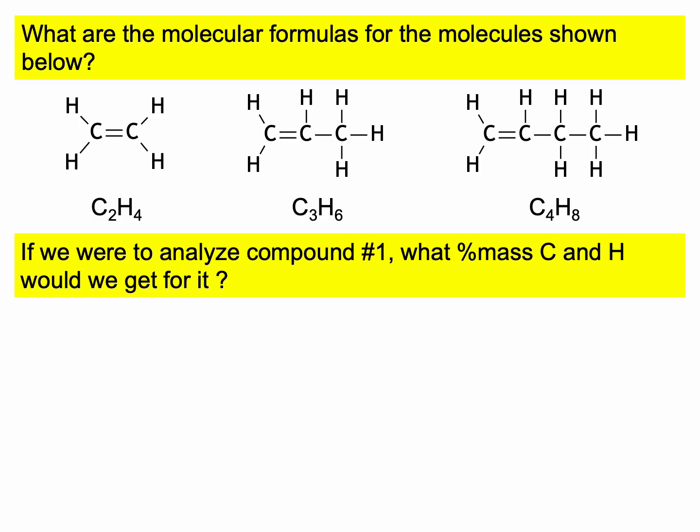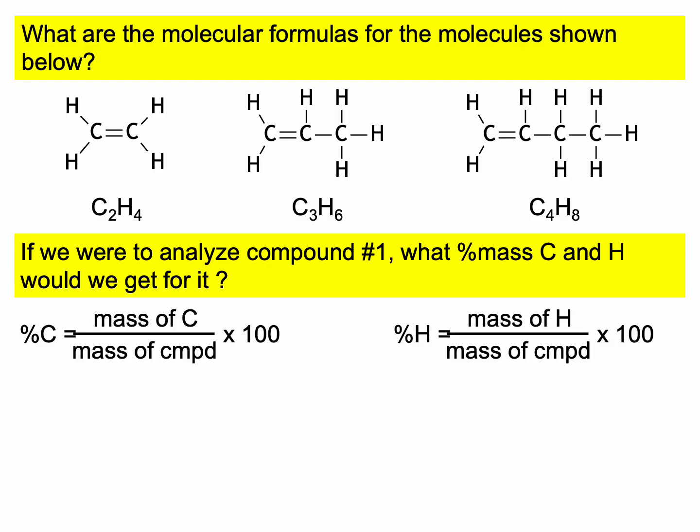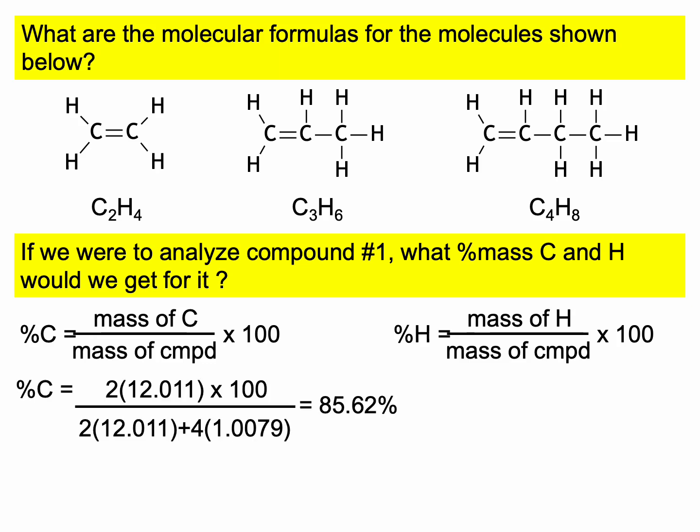And the way these things work is they will determine what the mass percent is for each element that is in that compound. So just a reminder, we've looked at this before. The way you can find the percent mass is you take the mass of the carbon that's present in the compound divided by the mass of the whole compound times 100. And then you do the same thing for the percent hydrogen. So in the first one, we have 2 carbons. So we're going to go 2 times the molar mass of carbon times 100 divided by the molar mass of the entire compound, which is shown here in the denominator. And you get that it is 85.62%.